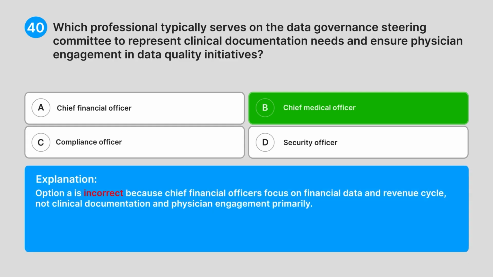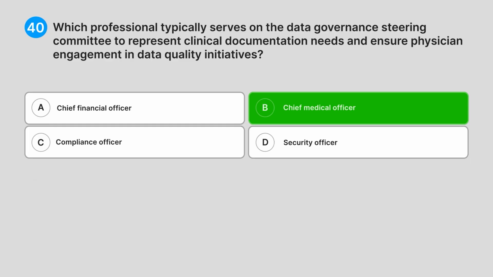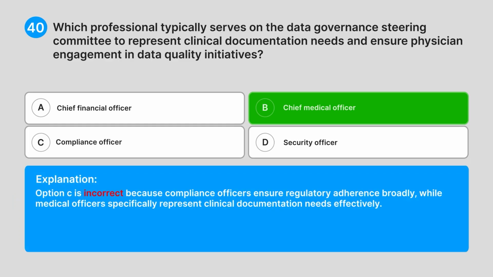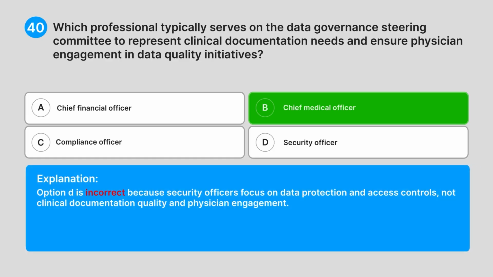Option A is incorrect because Chief Financial Officers focus on financial data and revenue cycle, not clinical documentation and physician engagement primarily. Option C is incorrect because compliance officers ensure regulatory adherence broadly, while medical officers specifically represent clinical documentation needs effectively. Option D is incorrect because security officers focus on data protection and access controls, not clinical documentation quality and physician engagement. Data governance committees require diverse representation to ensure all perspectives are considered in decision-making.